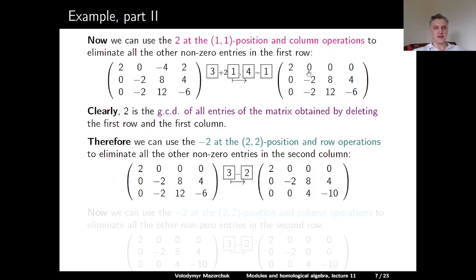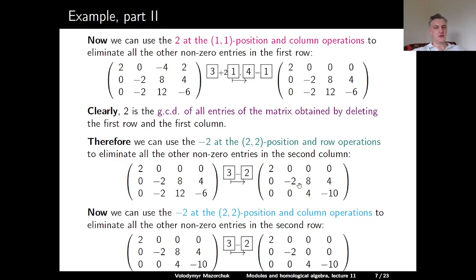So we can use the -2, which here is in the position 2, 2, and elementary row operations to eliminate all other entries in its column. So we subtract the second row from the third row, and the new matrix is 2, 0, 0, 0, 0, -2, 8, 4, 0, 0, 4, -10.